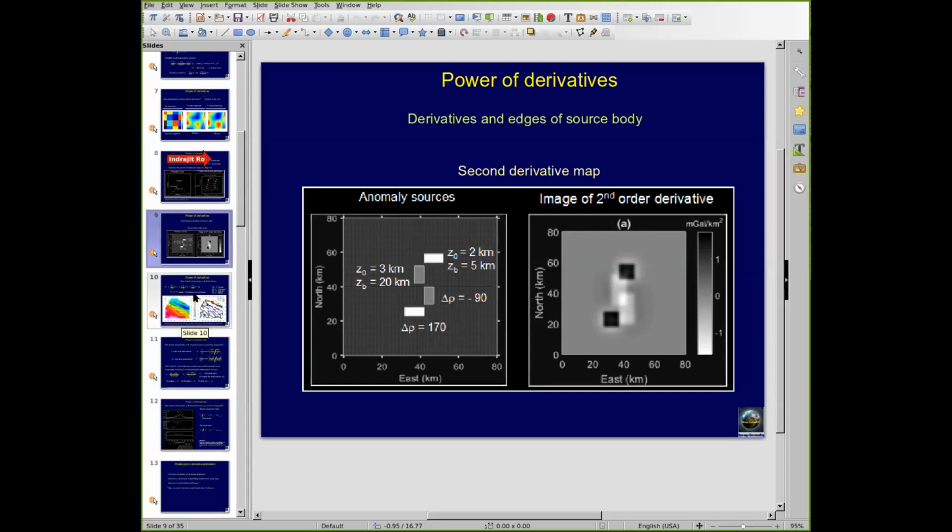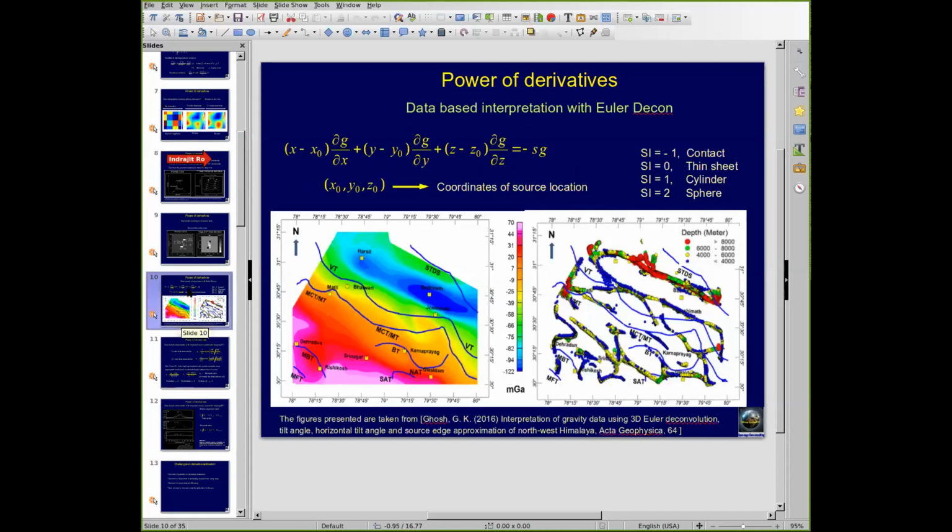Next, we can see that the derivative is not only for image-based interpretation, in which all geoscientists can be very interested, with the majority being qualitative, but derivatives can also take part in quantitative interpretation as well, for example Euler deconvolution.